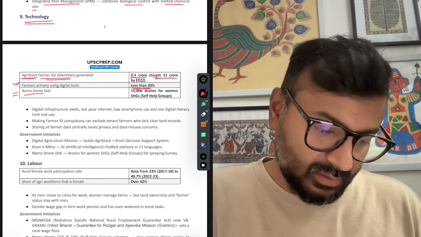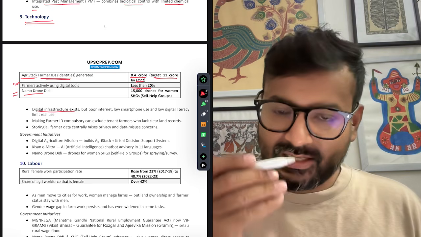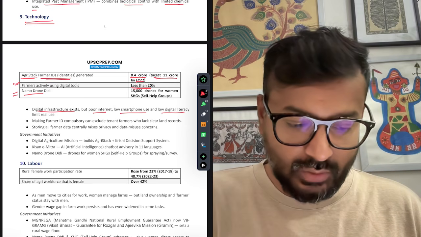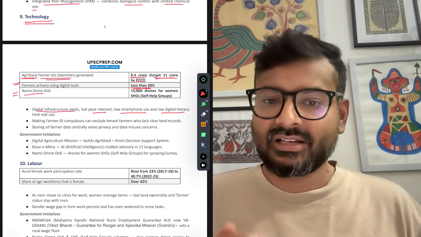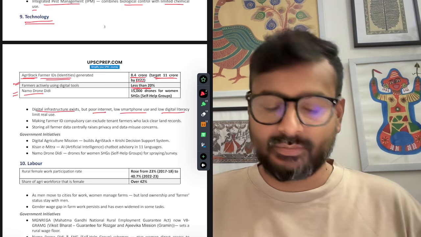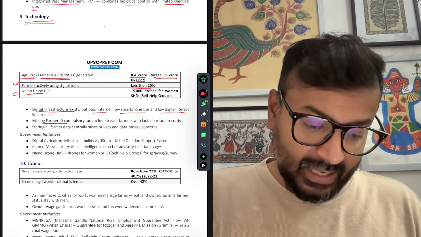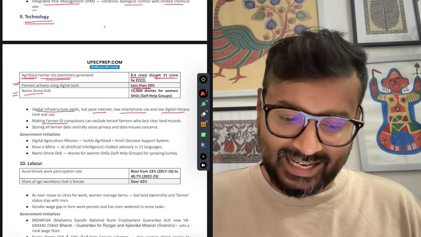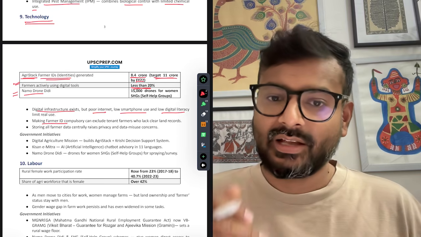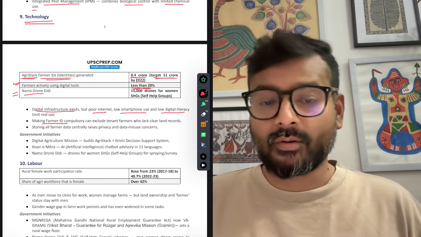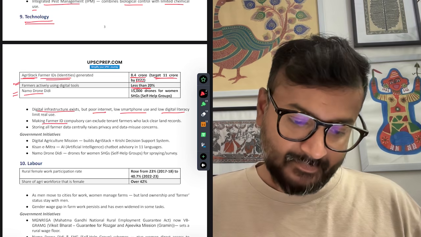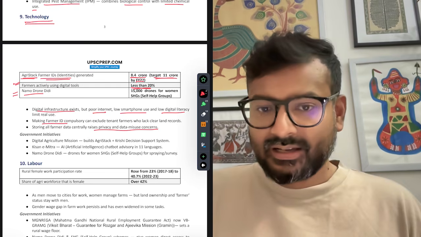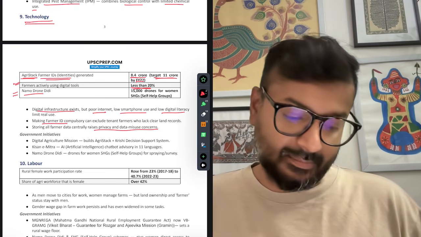Okay, so the issue is that there is existence of digital infrastructure, but there is poor internet, low smartphone use, and low digital literacy, which is keeping a lot of farmers away from using digital tools. Now, making farmer ID compulsory also has an exclusion effect, because a lot of farmers don't have clear land titles, don't have clear land records, and therefore they will be excluded from a lot of benefits that the government gives them. Okay, there is also the concern of privacy and data misuse. Because all the data is being collected, someone can get hold of that data and misuse it.